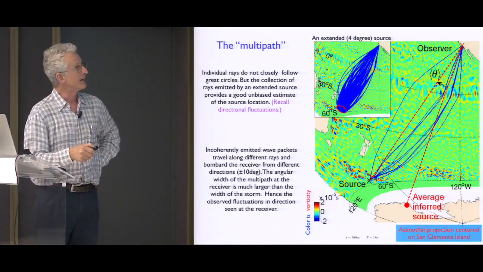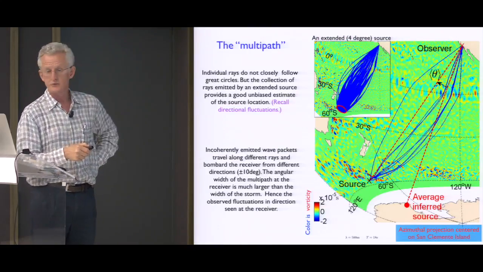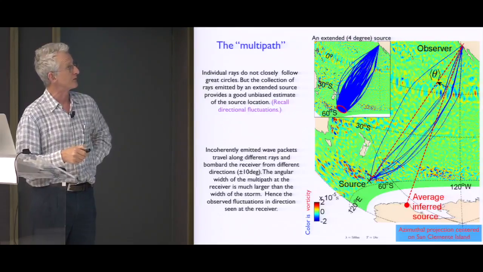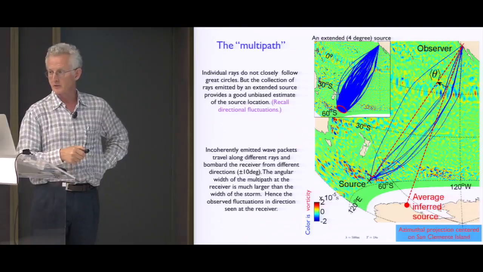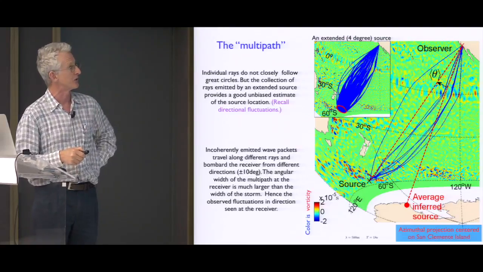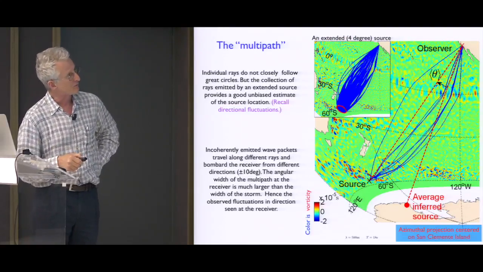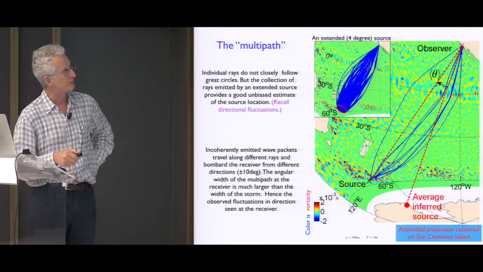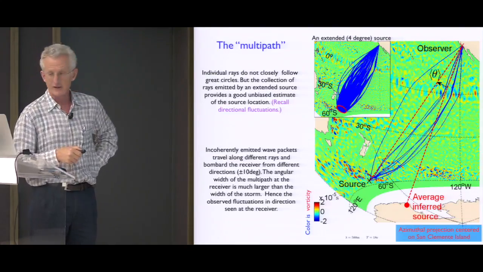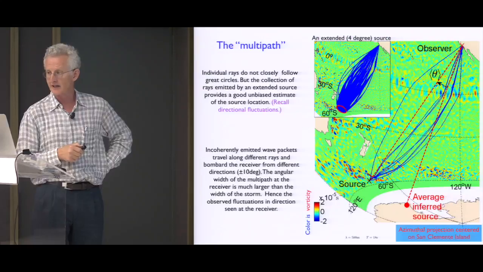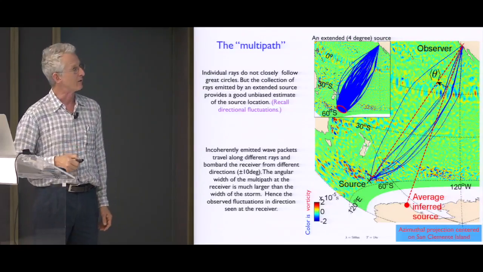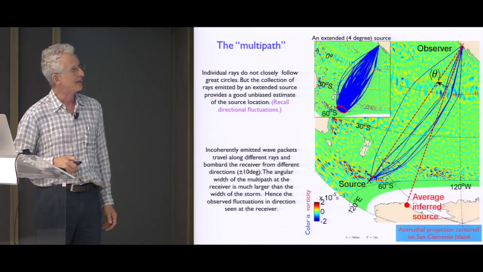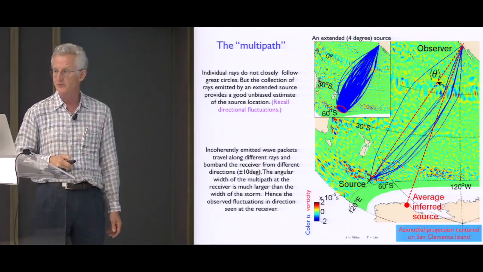So the idea here is individual rays do not closely follow great circles, but the collection of rays emitted by an extended source does provide a good, unbiased estimate of the source location. And that's what we see in the data, because we do see plus or minus 10-degree fluctuations changing on a time scale of minutes arriving at the receiver. And our inference of the source is always obtained by averaging over those arrivals.